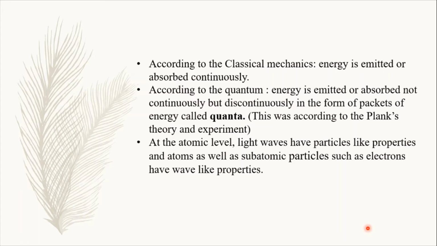So as we think by classical mechanics that energy comes and we absorb whatever we need, but according to quantum theory, it is absorbed or emitted in the form of packets. That means any object absorbs one quantum of energy or emits two quanta of energy. That unit, those packets of energy, are known as quanta. At the atomic level, light waves have particle-like properties, and atoms as well as subatomic particles such as electrons have wave-like properties. You will understand this in the wave-particle duality topic, that light has wave as well as particle-like properties.